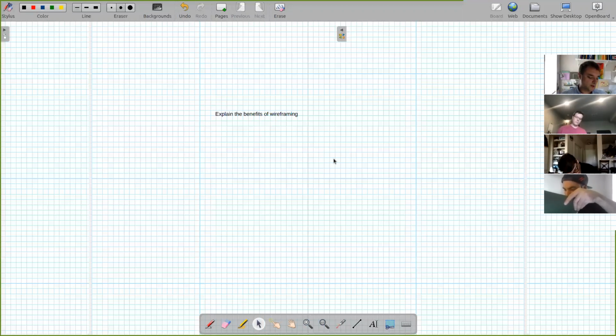All right, so let's talk a little bit about what wireframing is. The first big distinction that we need to make is it's not mocking up. Mocking up is you make a picture that looks like the thing that you're trying to make. That's not at all what wireframing is.